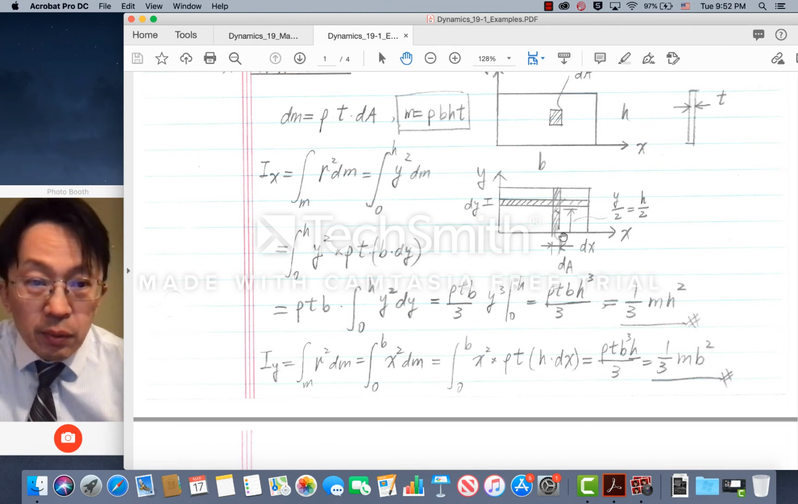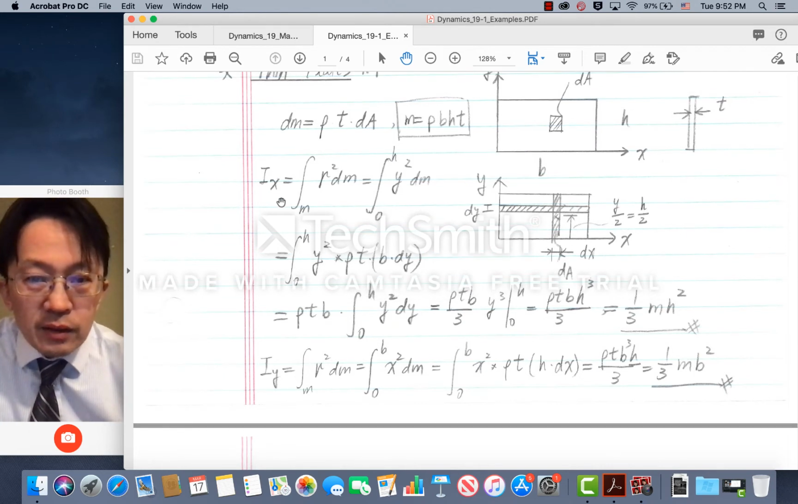And once you replace this dA as h times dx in this expression, again, the rest is just mathematics, and that becomes 1/3 of total mass times b squared. Now let's look at these two results.